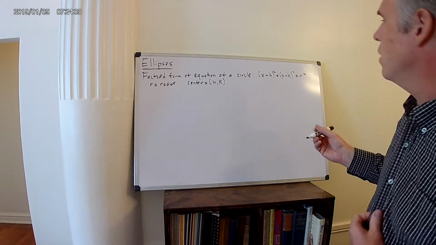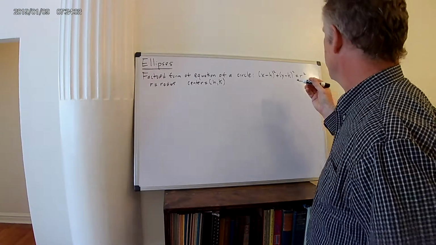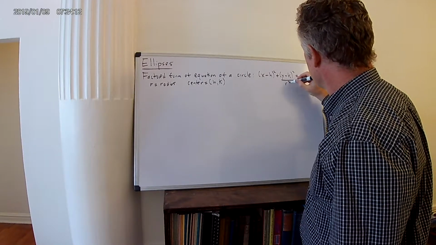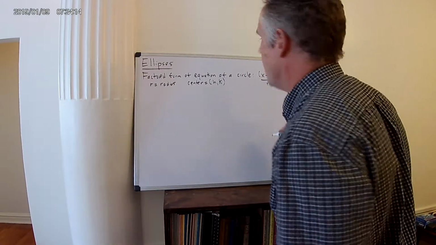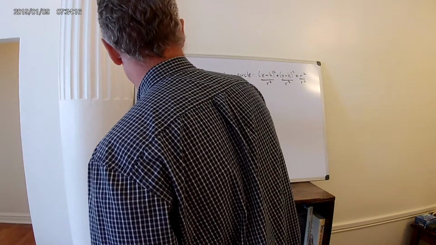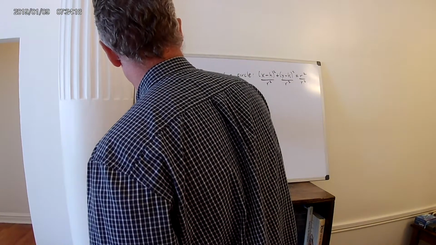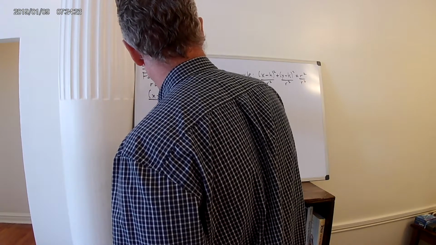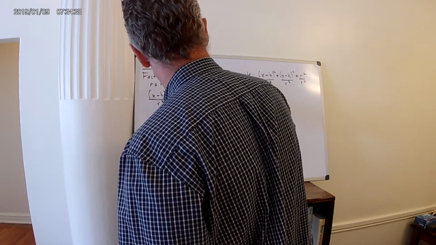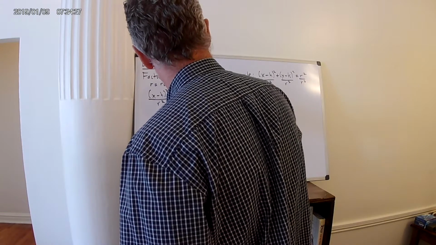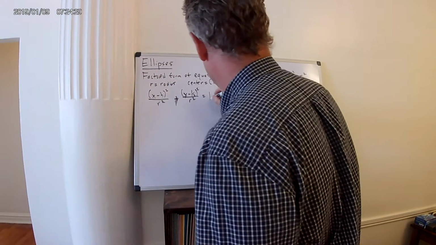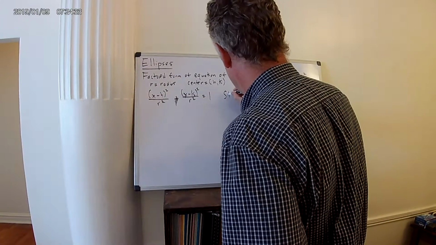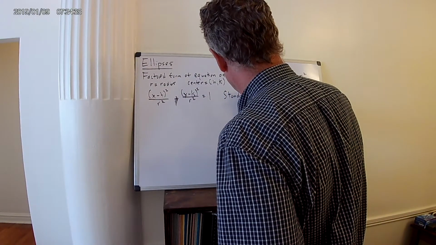Now what we can do here is divide both sides of this equation by r squared. And that gives us an equation, (x - h)² over r² plus (y - k)² over r². r² divided by r² is just 1. Okay, and this is called the standard form of the equation of a circle.